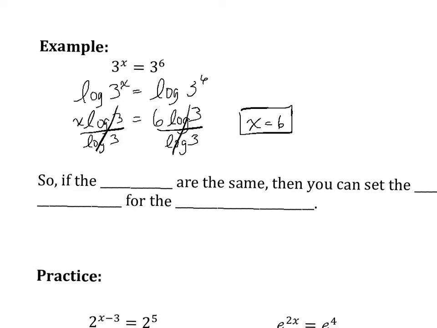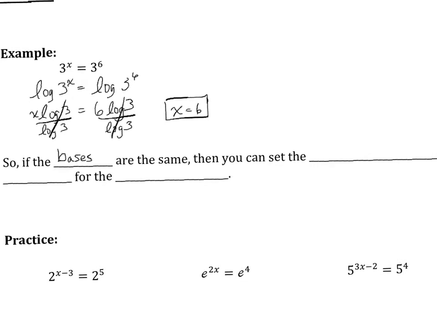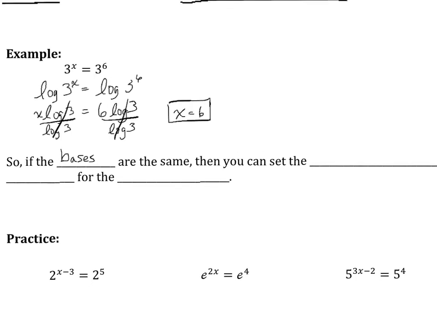Now, that's a lot of steps. So if we remember that when our bases are the same, then what you can do is set the exponents equal to each other, and then solve for the variable.